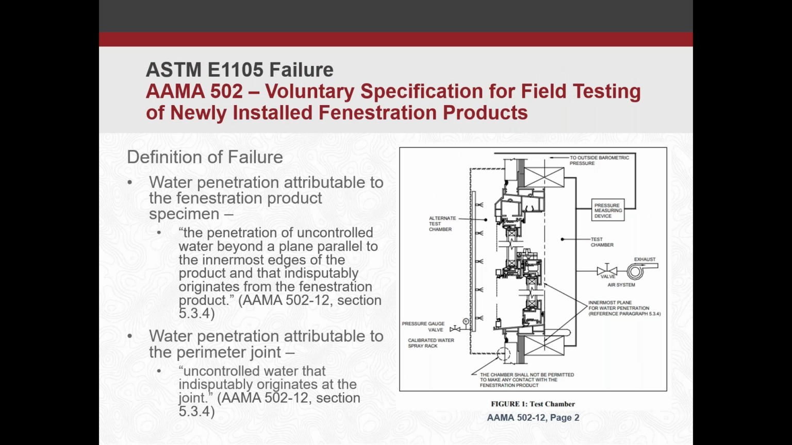So what is an E1105 failure for AMA 502? AMA 502 defines a failure. There are two different types of failure. One would be the water penetration attributable to the fenestration product specimen. So that's the unit itself. The penetration of uncontrolled water beyond a plane parallel to the innermost edges of the product, and it indisputably originates from the fenestration product.